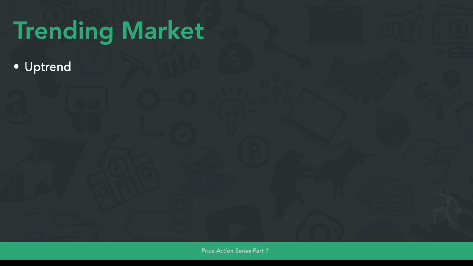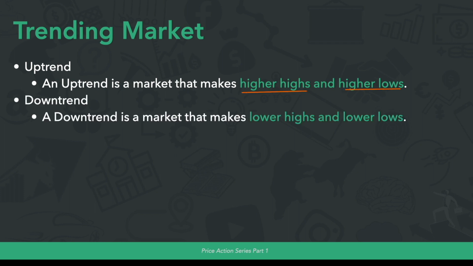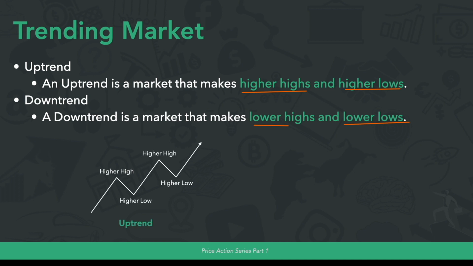Trending market, uptrend. An uptrend is a market that makes higher highs and higher lows. Downtrend naman, a downtrend is a market that makes lower highs and lower lows. So, anong itsura nitong higher highs and higher lows na to? So, uptrend, kailangan makakita tayo ng higher high and then higher low. Right? So, bakit siya tinatawag na higher high and higher low?